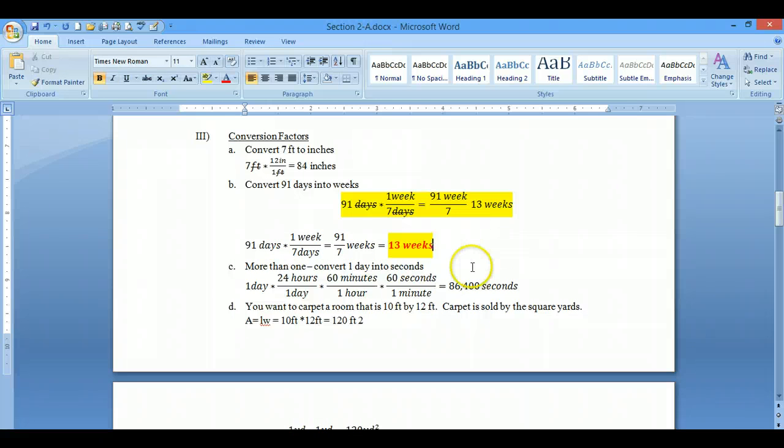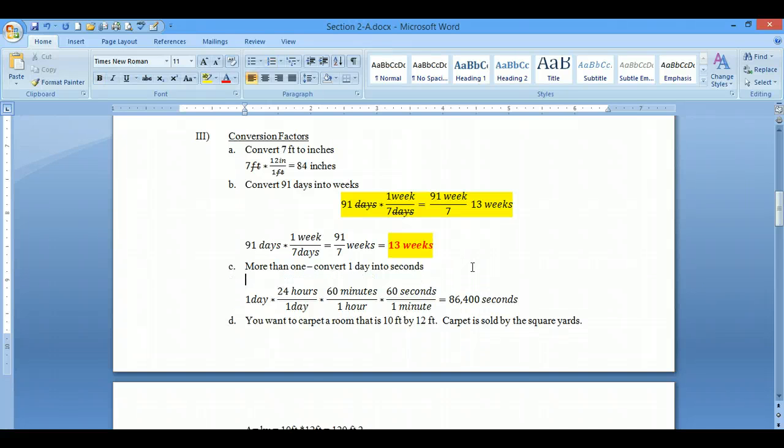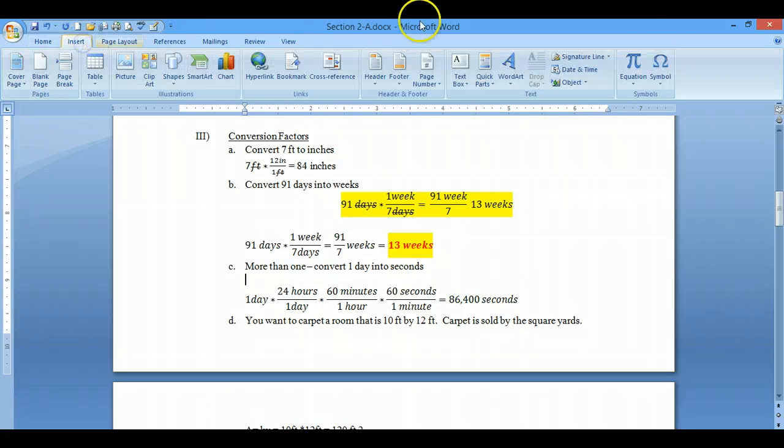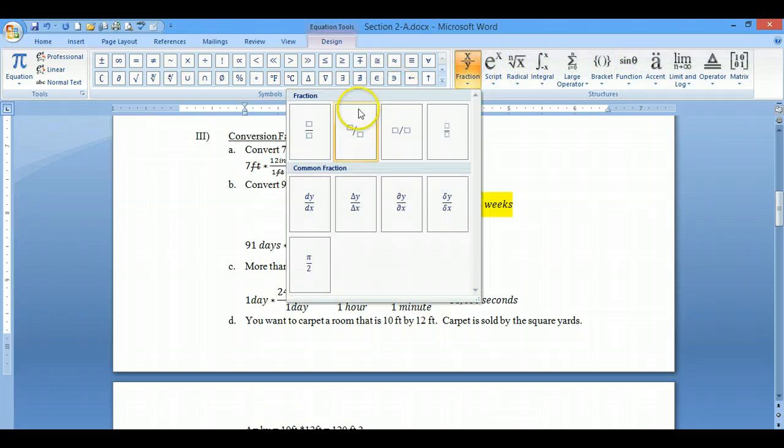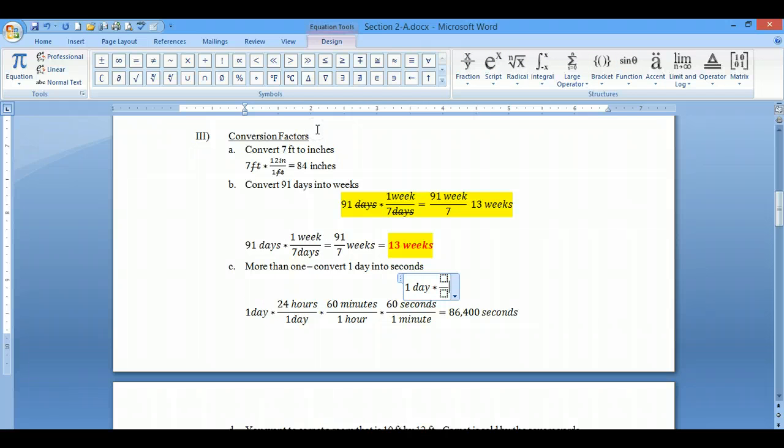Okay, the next one, converting more than one. So I have a day and I want to see how many seconds. I know the answer is below, but I'd like to go through it one by one by inserting an equation, and I have 1 day, multiplying it by my unit conversion, a fraction. Now I want to get rid of days, so I want day to be on the bottom so I can get rid of it. Now what's the next smaller unit from day? Hour.